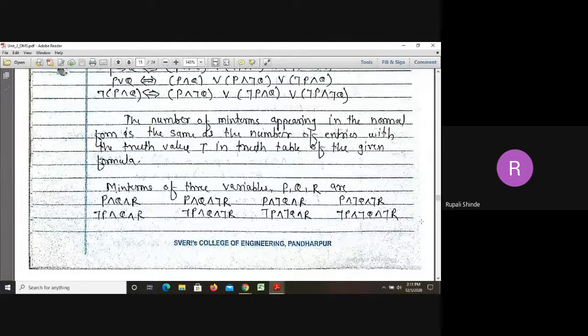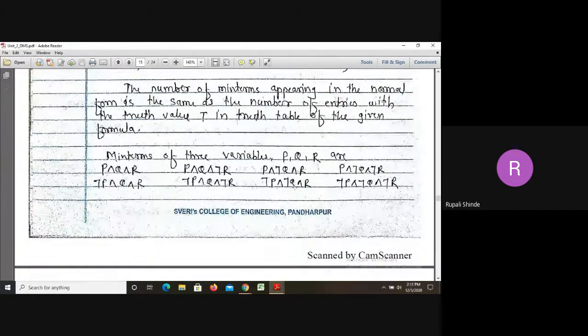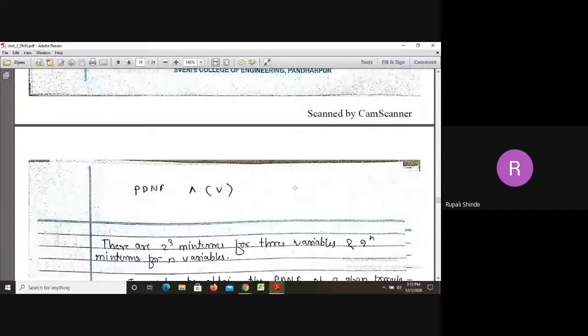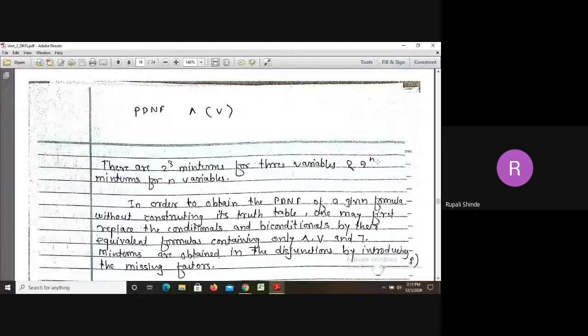So the formula for obtaining the number of minterms and maxterms is 2 raised to n, where n is the number of variables. If you have two variables, then there will be 4 minterms or 4 maxterms. If we have 3 variables, then you will get 8 minterms or 8 maxterms. Based on this also they have asked MCQs. That's why we have written 2 raised to n minterms for n variables.